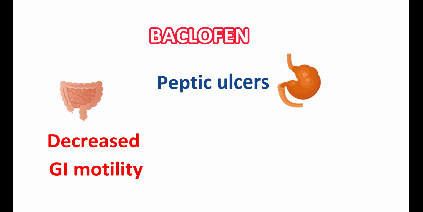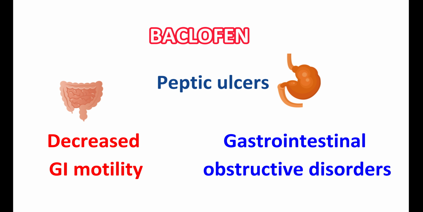GI motility. Baclofen should be carefully used in people with decreased gastrointestinal motility. As the GI motility is reduced, this drug is not cleared from the body. It may lead to an enhanced absorption into the body, leading to its toxic effects. In people with peptic ulcers or gastrointestinal obstructive disorders, again, this drug should be carefully given.